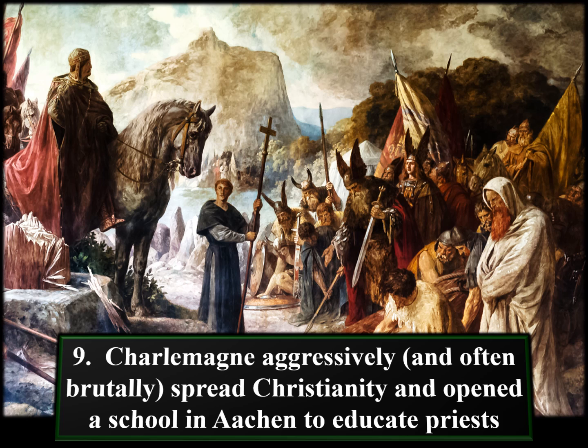Charlemagne aggressively and often brutally spread Christianity as he conquered these different peoples. And he opened a school eventually in Aachen to educate priests. Now, Aachen would become a new capital for the Frankish Empire. Clovis had established Paris, perhaps you've heard of it, as his capital earlier on back in the 500s. But now in the late 700s, early 800s, Charlemagne is moving westward, taking more western territory. So he has to create a more central capital for his empire at Aachen.